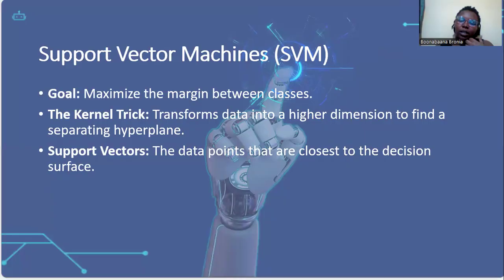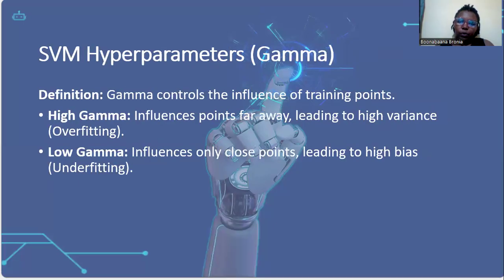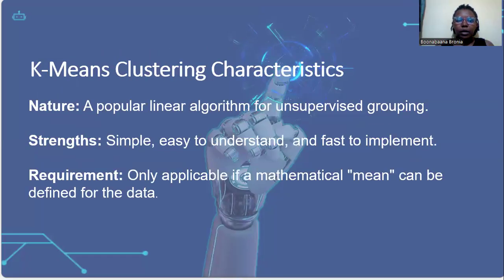And in this concept, its goal is to maximize the margin between classes. So we use the kernel trick that transforms data into a higher dimension to find separating hyperplanes. So the hyperparameter, or the gamma, of the support vector machine is there to control the influence of the training points. In other words, high gamma influences points far away, leading to high variance or overfitting, whereas low gamma influences only close points, leading to high bias.